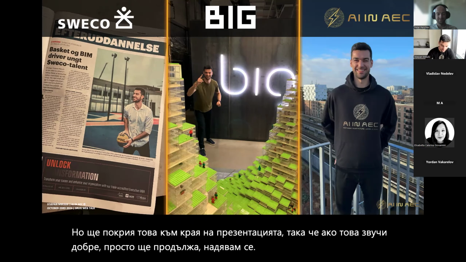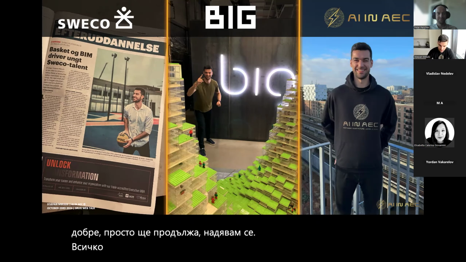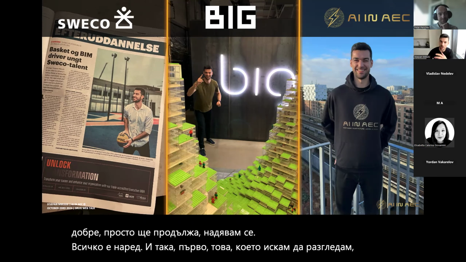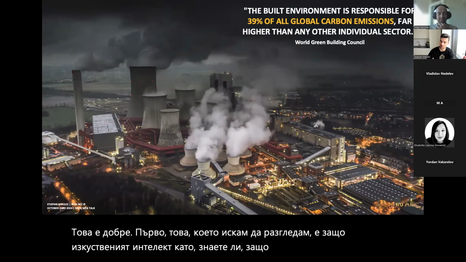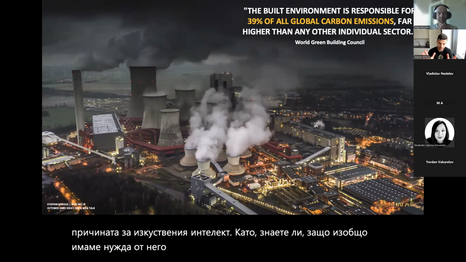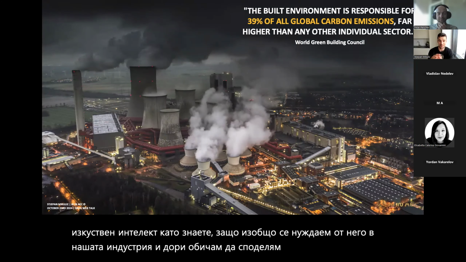All right. So first, what I want to cover is the why of AI. Why do we even need it in our industry? I love sharing this slide, even though it's a somewhat pessimistic slide.